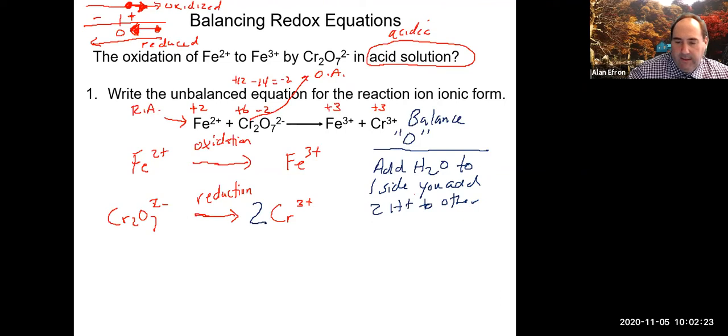So chromium 3 is reduction. When we look at chromium, in terms of where it starts, let me draw a new little curve here. Chromium on the left-hand side started at +6. Chromium on the right-hand side is at +3. On the number line, +6 would be here, and +3 is to the left. So it is moving to the left, becoming more negative, and it's going through reduction. That's why the chromium is going through reduction.